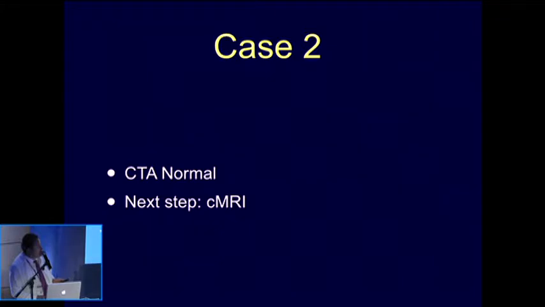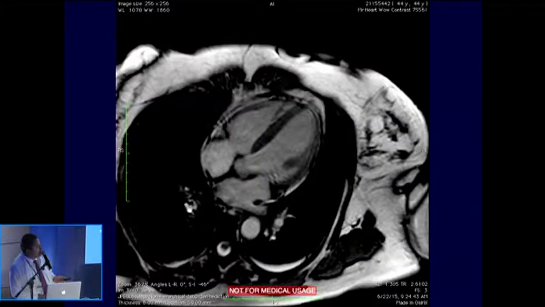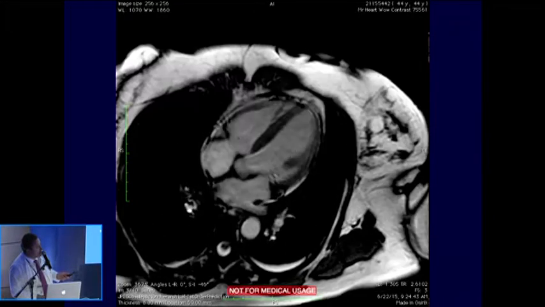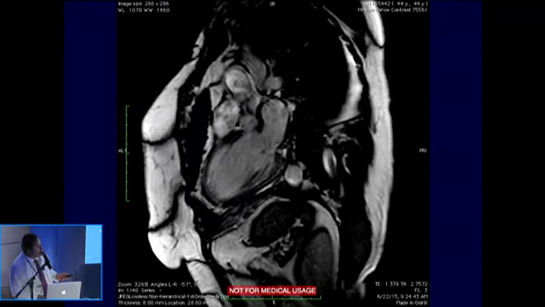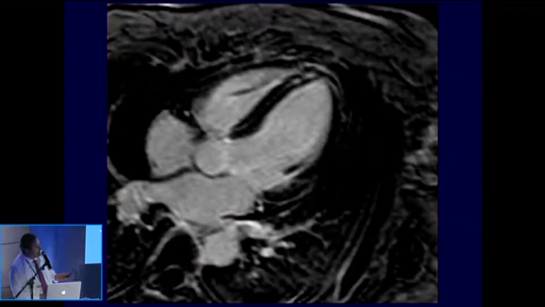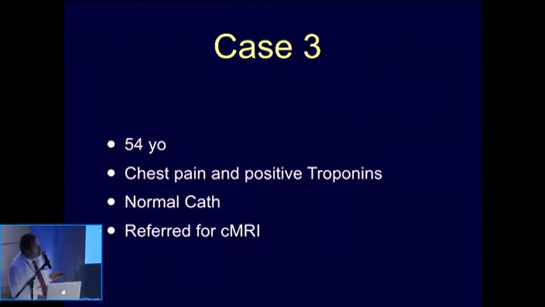So we did a CTA. It was normal. And after that, we performed an MRI. And this was done 2 days later, and here you can see something about the segmental alterations of the contractility. And here you can see the two-chamber apical view with some contractility alterations, and this is the late enhancement. And you can see that there is mesocardial apical distribution in the same place where she had the alterations of contractility.